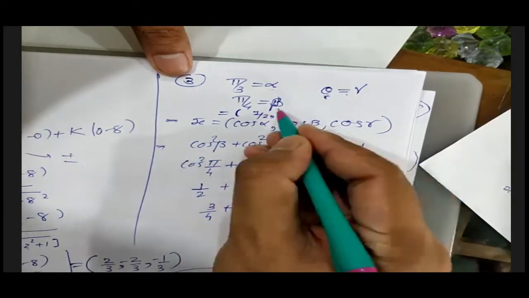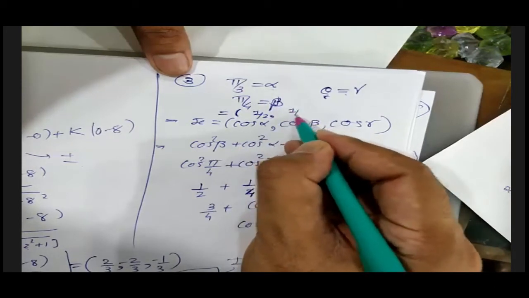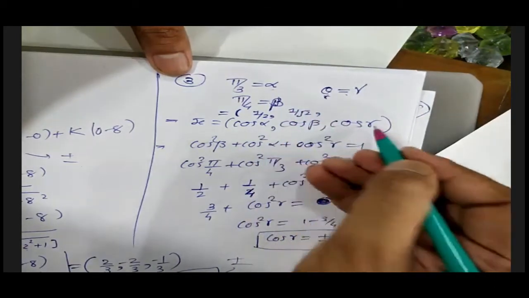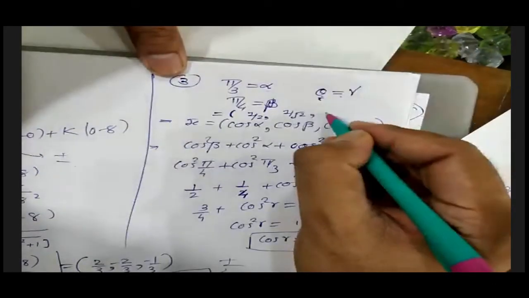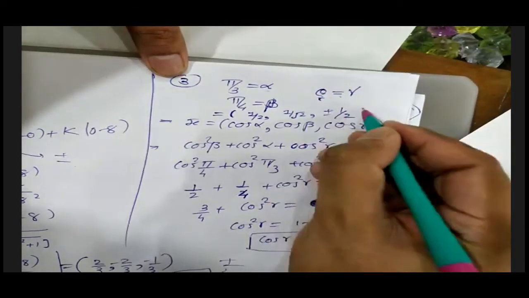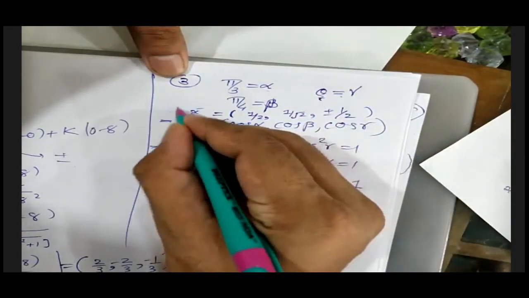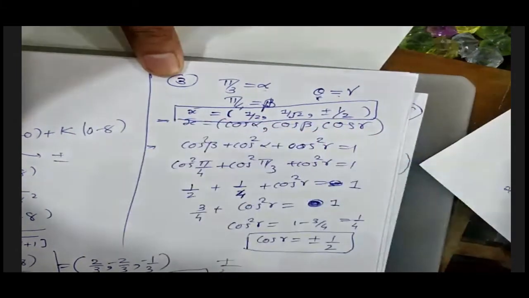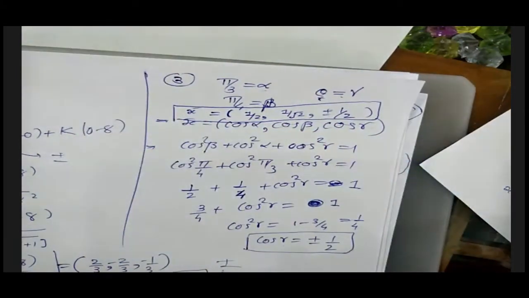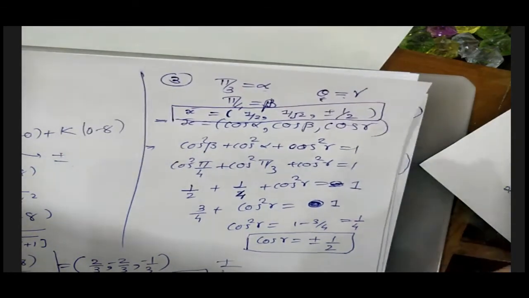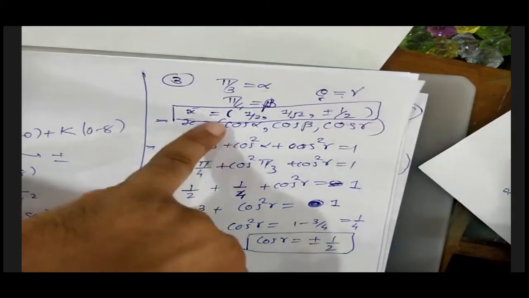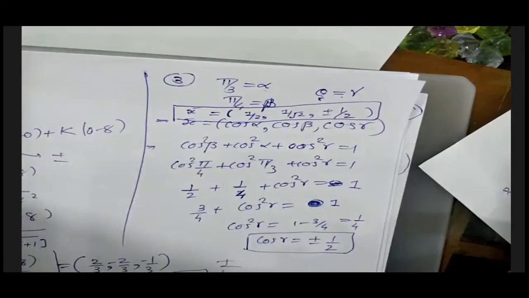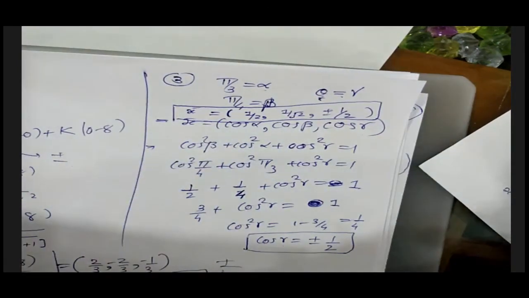Cos beta is cos pi by 4, which is 1 by root 2. Cos gamma is plus or minus 1 by 2. So this is your answer. This is the vector: 1 by 2, 1 by root 2, and plus or minus 1 by 2. These two vectors make angles alpha, beta, and gamma with respect to the x-axis, y-axis, and z-axis, and they are also unit vectors. They both are unit vectors. Is it clear?